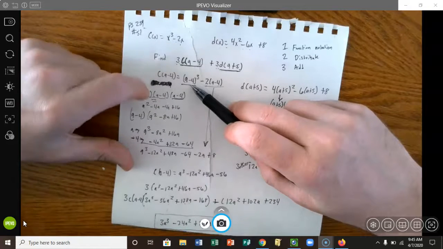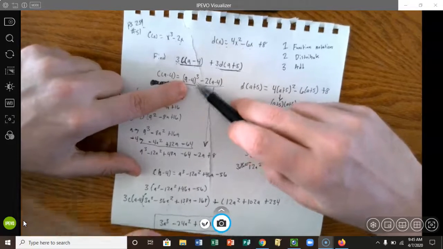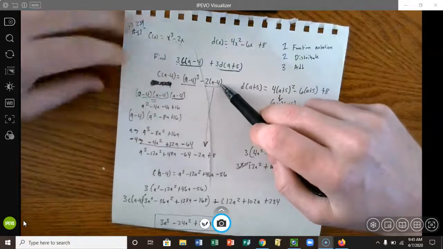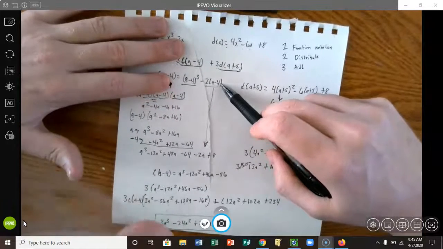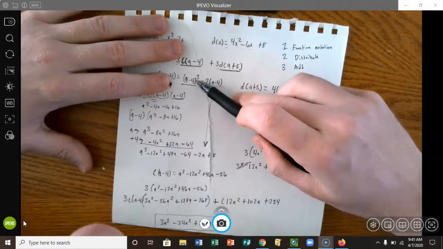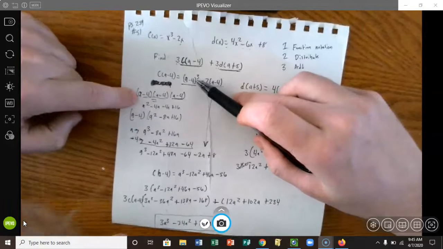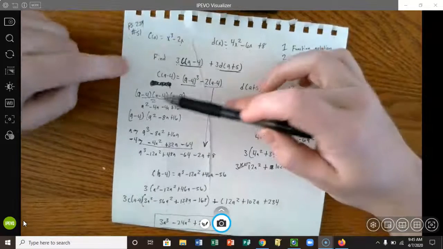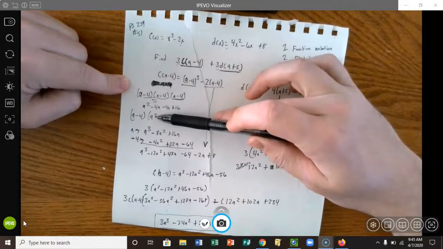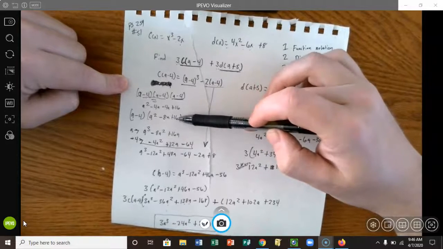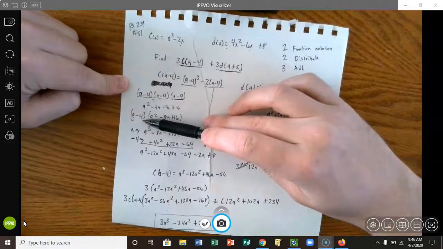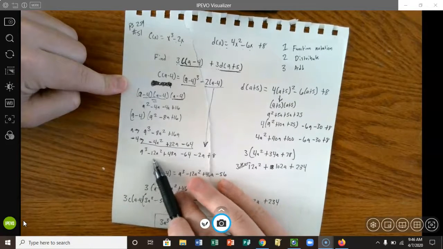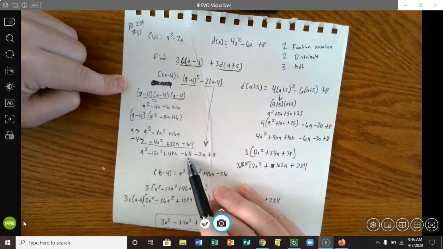So first thing we have to do is plug in a minus 4 for every x that we see in c. So c of a minus 4 is equal to a minus 4 cubed minus 2 times a minus 4. Then we use order of operations. The first thing we have to take care of is our exponent. So we're going to FOIL a minus 4 three times. So we have a minus 4 times a minus 4, which yields a squared minus 8a plus 16. And then we have to run a minus 4 through one more time to get a final answer of a cubed minus 12a squared plus 48a minus 64.